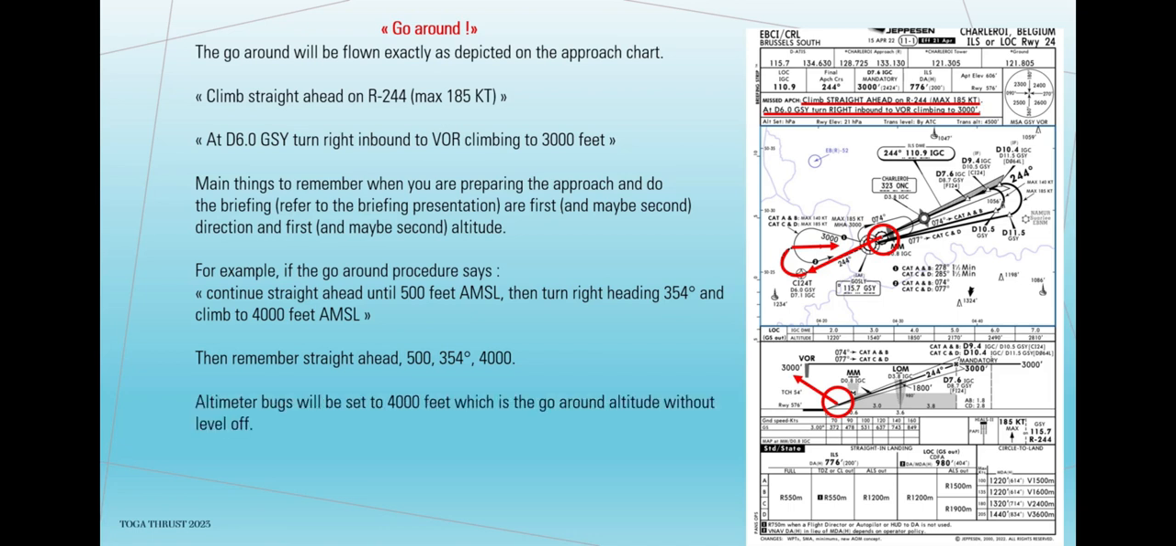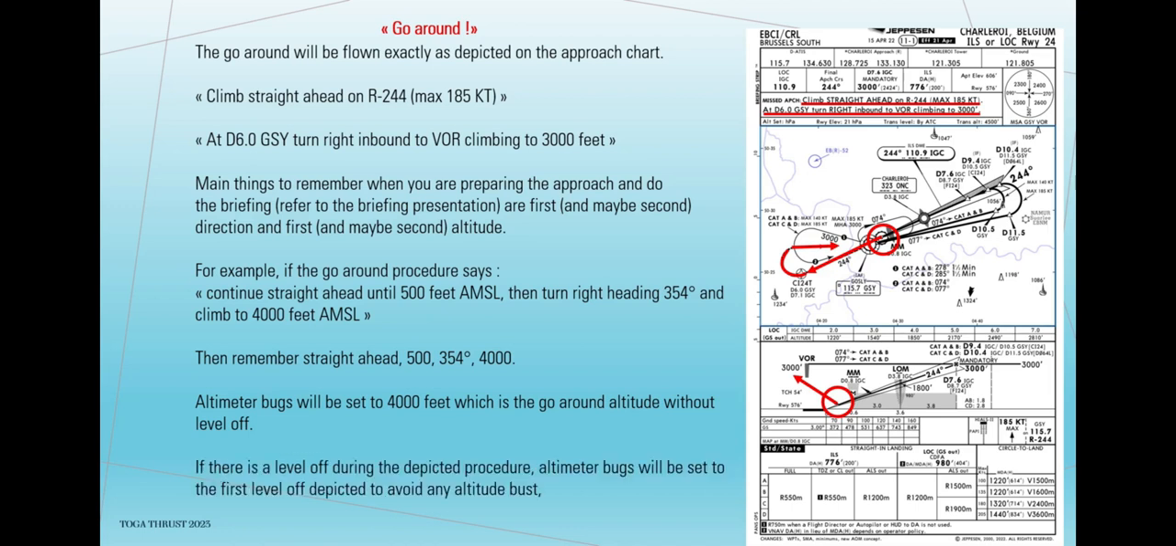Altimeter bugs will be set to 4,000 feet, which is the go-around altitude without level off. If there is a level off during the depicted procedure, altimeter bugs will be set to the first level off depicted to avoid any altitude bust.